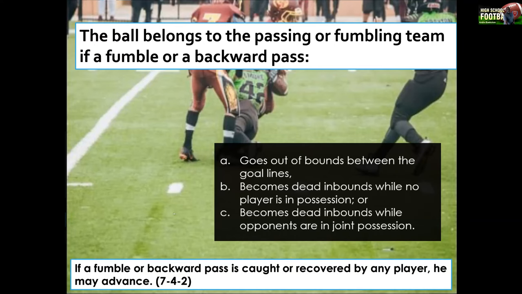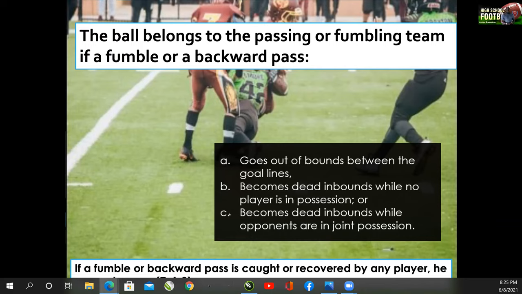A fumble or backwards pass is caught or recovered by any player. He may advance it, I believe it says there. I've got a lot of things on my screen, so I can't see everything that says there. But if it's recovered by any player, they may advance it, right?